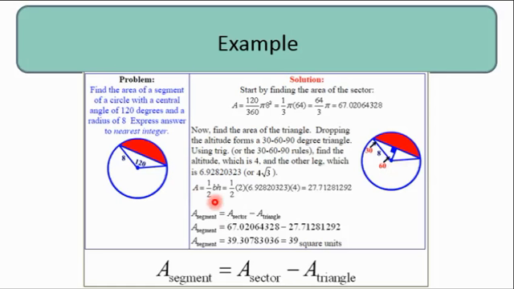So if we do the area of a triangle, 1/2 base times the height. So the height is our altitude, the base is 6.92, and so on, times 2, times 1/2, simplify all of that, and you get 27.71281292, and then you subtract from the 67 and change, you take away 27 and change from that, and you get 39 and change. If we're rounding to the nearest integer or whole number, we get 39 square units.